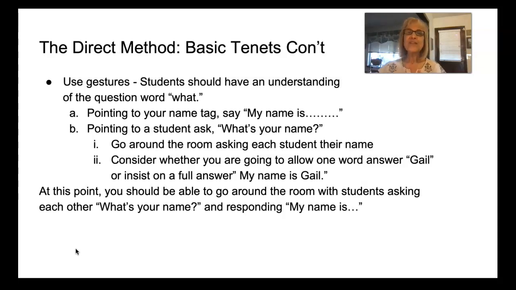But at this point, you should be able to go around the room with students asking each other, "What's your name?" "My name is."